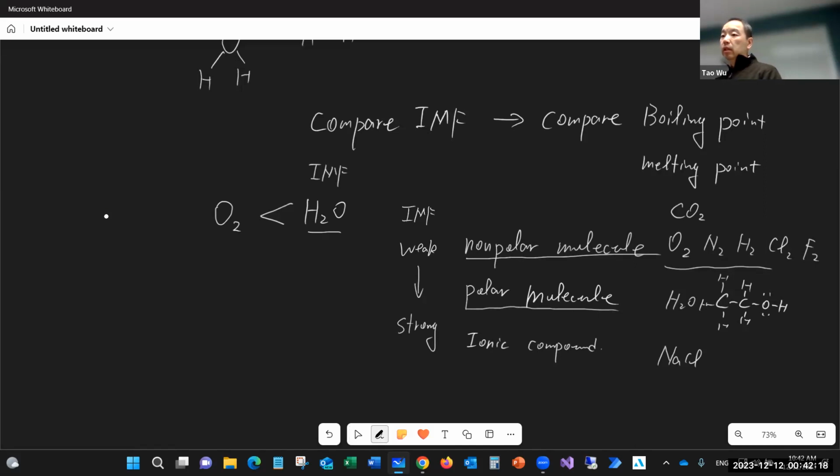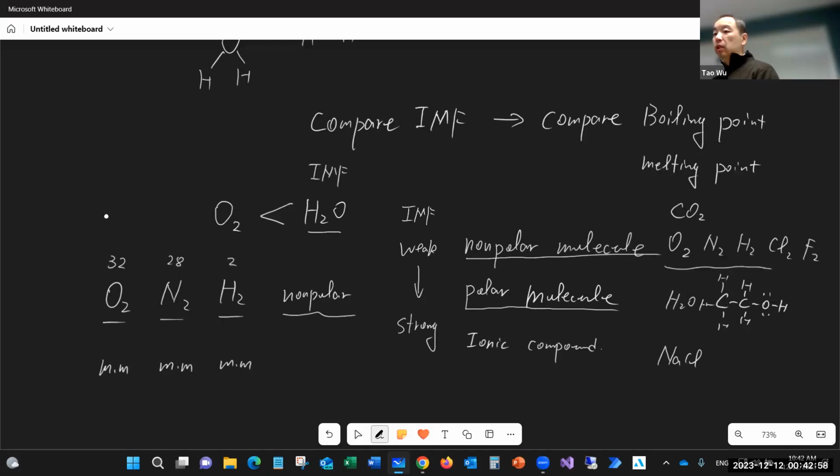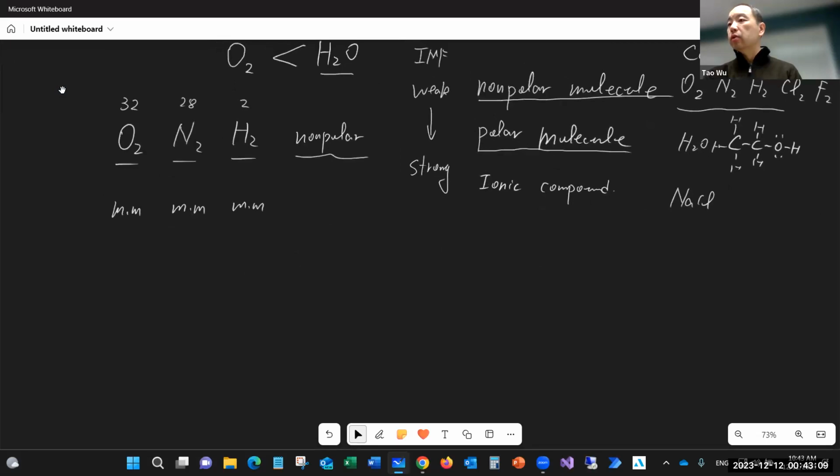Now, how do we determine the order if both are, for example, oxygen, nitrogen, and hydrogen, which are all non-polar molecules? Which one of those three is stronger? Then you just need to look at their molar mass. The bigger the size, the stronger the intermolecular force. Oxygen's molar mass is 32, this one is 28, and this one is 2. So oxygen should have the strongest intermolecular force among all of those. You can do the same thing for polar molecules. If both are polar molecules, you can also compare that.